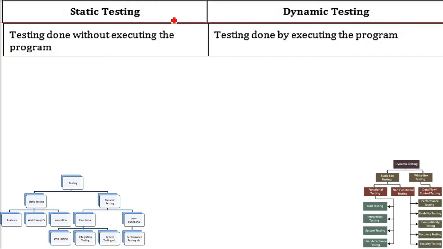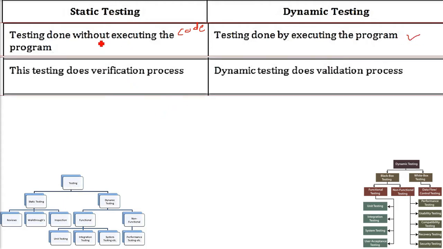So in static testing and dynamic testing, what are the differences? See, static testing is done without executing the program. You don't execute the program. No execution, no running. Dynamic testing is done by executing the program. So static testing is a kind of verification process, and dynamic testing is a validation process.